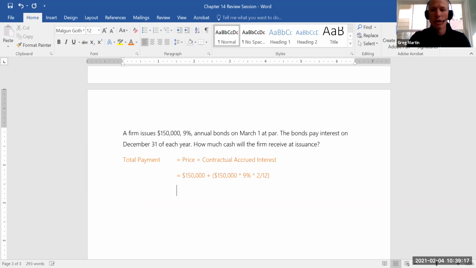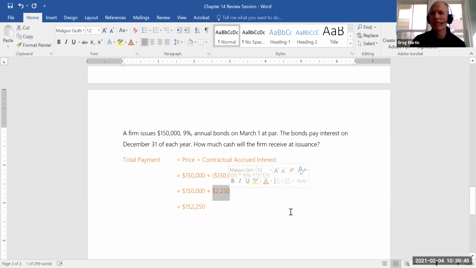And so again, we get 150,000 plus the interest, which is $2,250. And so the total payment is going to be $152,250. So that's how much cash the company is going to receive at issuance: the price, which is the par value, plus the accrued interest, which is $2,250. You're going to see this idea come up again in chapter 17 when we start dealing with debt investments.